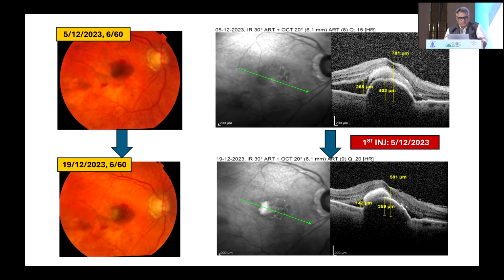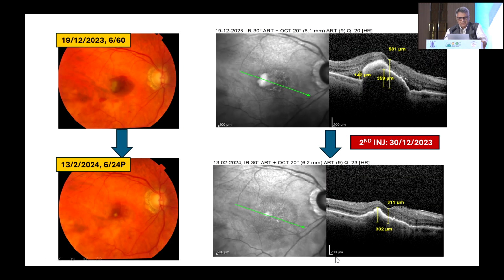Another example of the same small submacular hemorrhage, you see OCT, there is a big RPED showing evidence of IPCV and a submacular hemorrhage with some fluid also. With one shot, the patient has improved quite a bit, and ultimately the patient gained 6/24 from 6/60 and good resolution on OCT also.